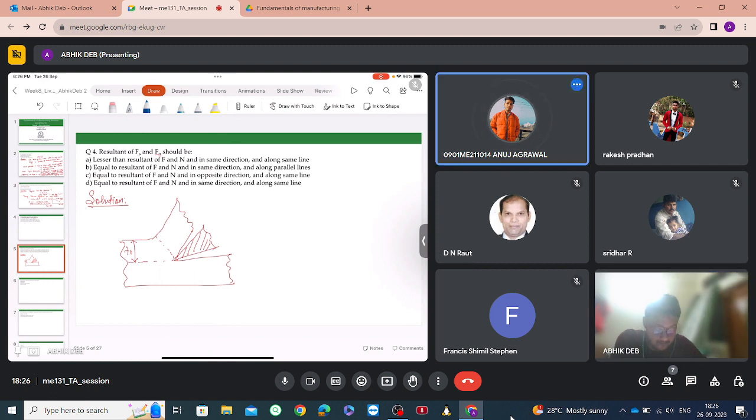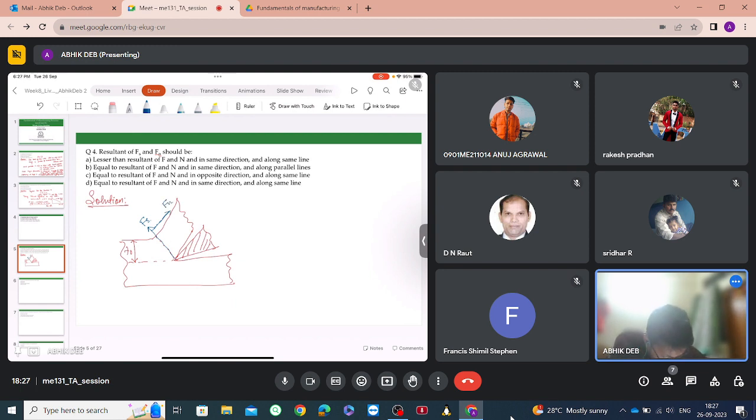The shear force, yes. So Fs is the shear force. And what is Fn? The normal force. Yes. So the normal to this force, say we are writing in this direction, Fn. Then the resultant of these two will be somewhat like this.